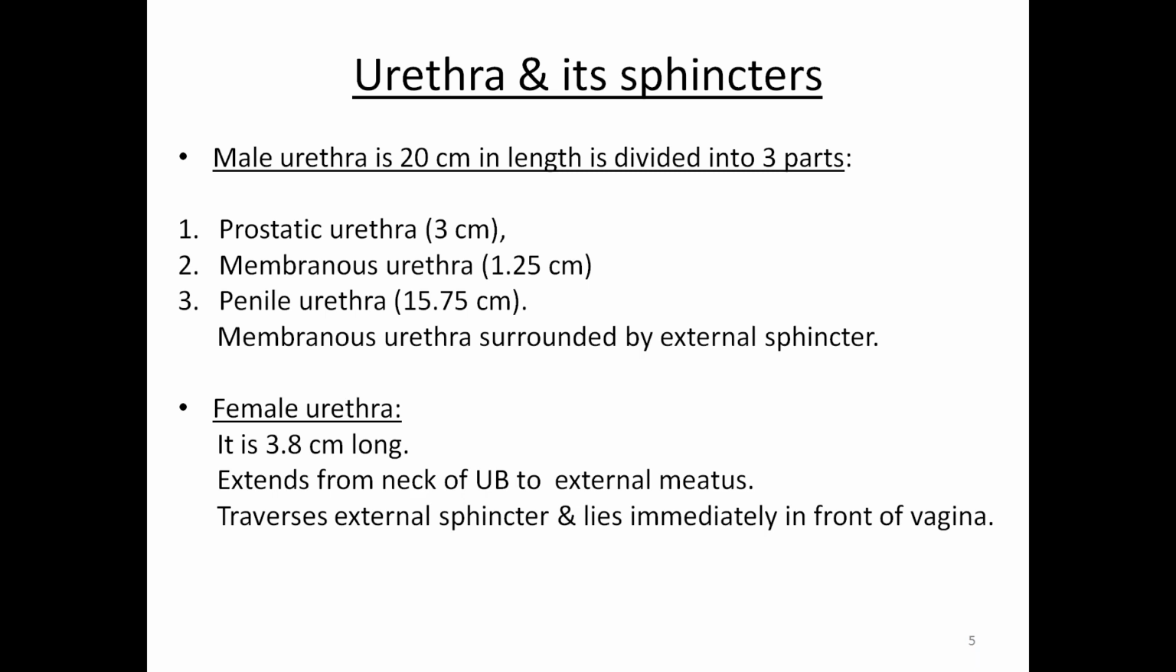In the case of females, the urethra is 3.8 centimeters long. It extends from the neck of the bladder to the external meatus, and it traverses the external sphincter and lies immediately in front of the vagina.